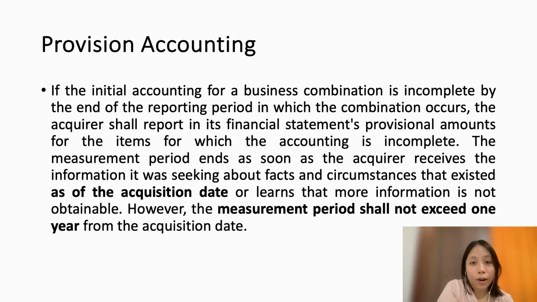If the acquirer is still uncertain about the fair value of some items on acquisition date, the acquirer may use provisional amounts which can be changed later. However, the measurement period shall not exceed 1 year. Hence, after 1 year, the amounts can no longer be changed.